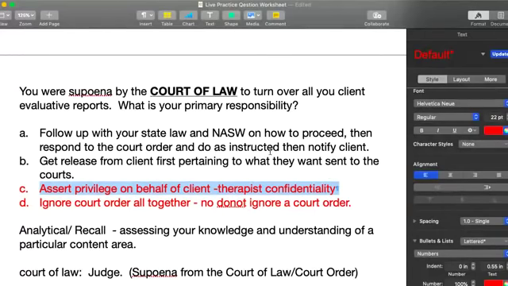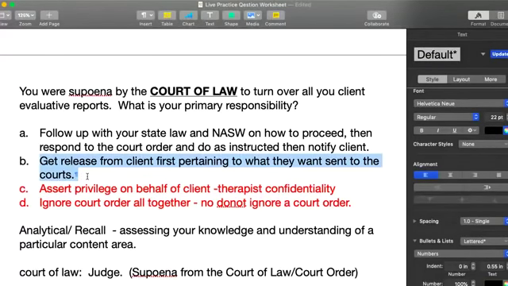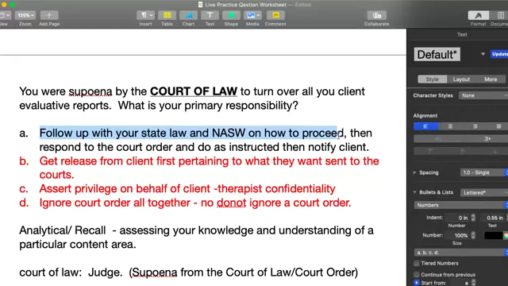Then there's B, get a release from the client first pertaining to what they want sent to the courts. Well, at this particular point, it's kind of irrelevant simply because the court ordered you to send the information. I'm highlighting that the court ordered it, and not an attorney or a paralegal or somebody representing the client, but the court of law. And the court of law suggests that that comes from a judge. So here the correct answer is going to be A, and it's important that you follow through with that so that you will not be in contempt.